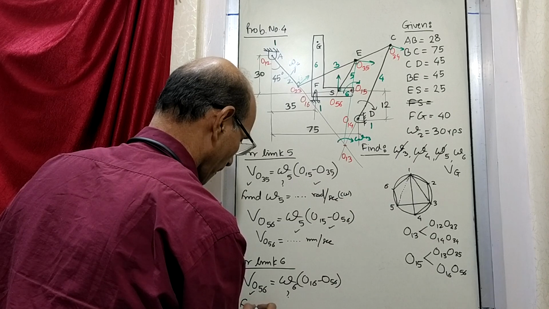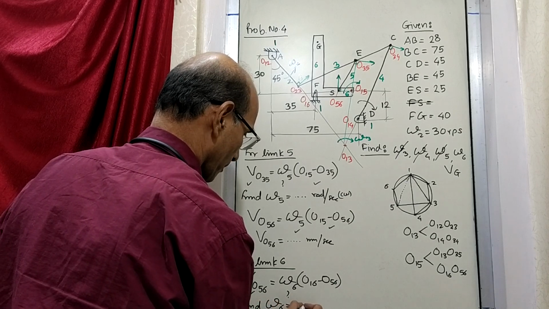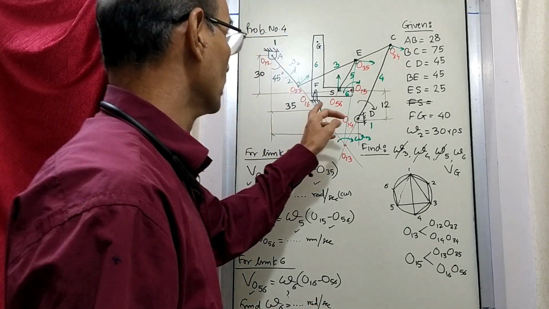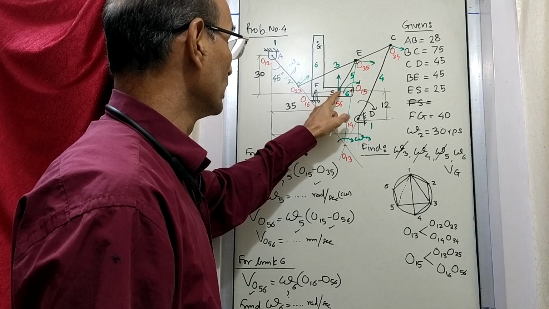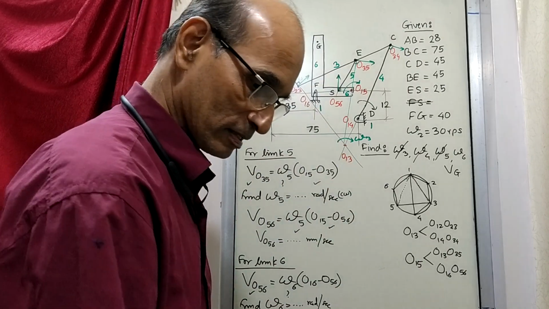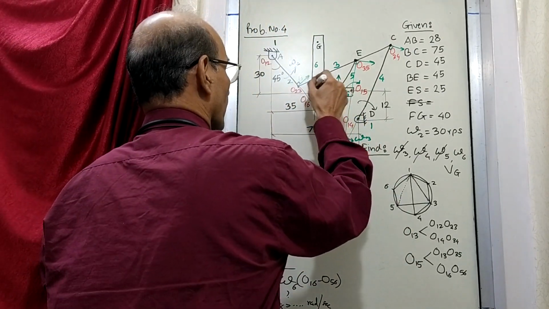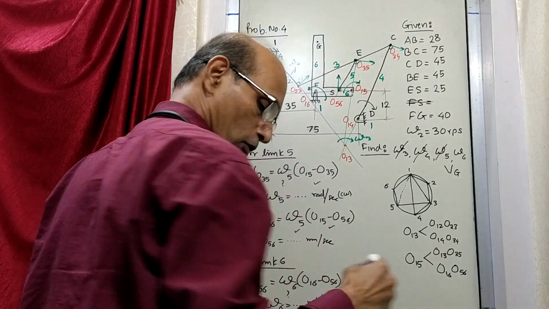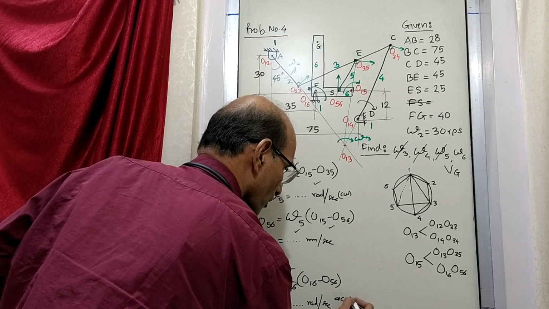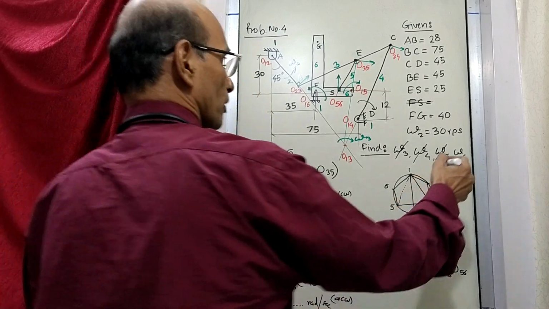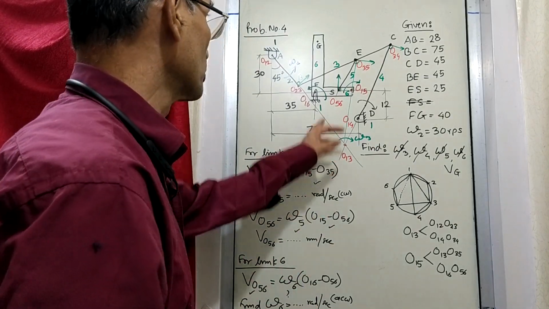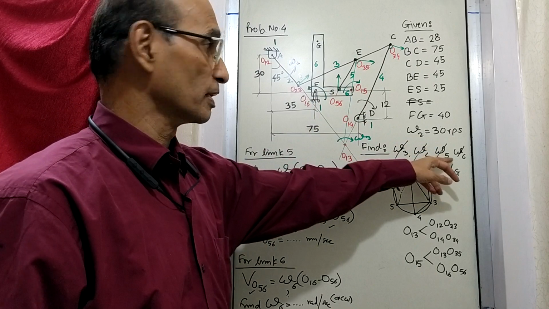So this is the angular velocity of link number 6. One point on link number 6 is going like this, and this is the rotation point. Therefore, omega 6 will be like this. So that is anti-clockwise. So we write here, this is anti-clockwise. Angular velocity of 6 is going to be anti-clockwise, and the magnitude is this much. So we have found out the angular velocity of 6.